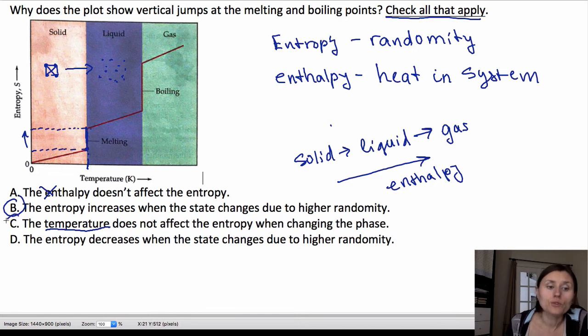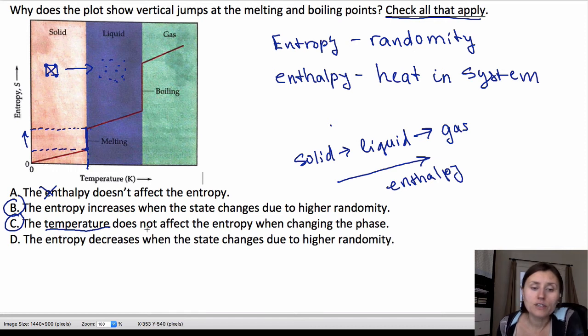So this option would be correct. The temperature does not affect the entropy when changing the phase. If it was affecting the entropy, we would see that there would not be this fast jump without changing the temperature. Now let's look at option D.